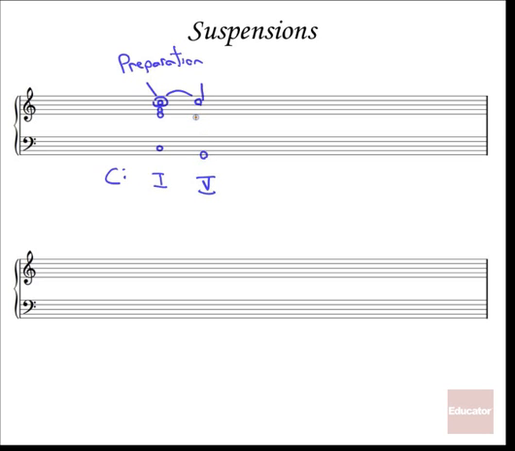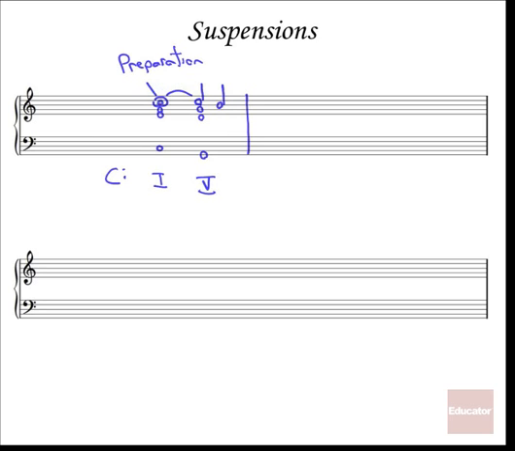So G, D, G. And so now instead of the expected B that would be part of this dominant chord, I'm holding this C over and then resolving it down to a B and dividing this whole note in half.